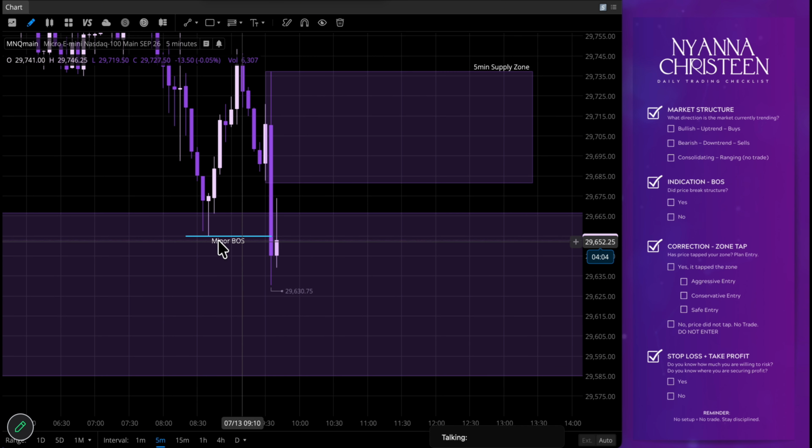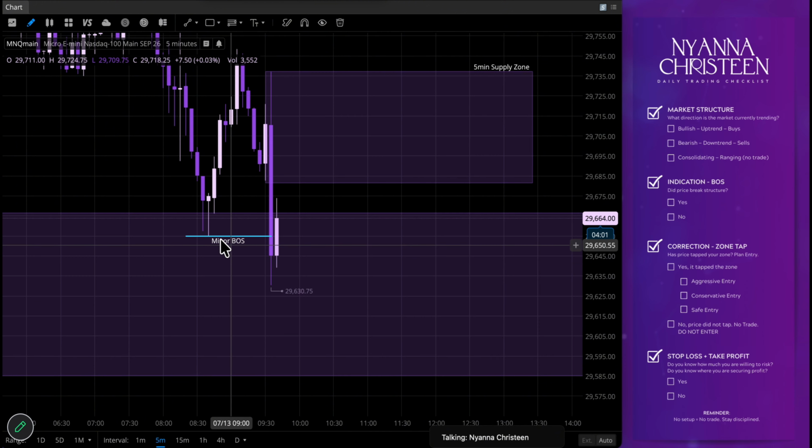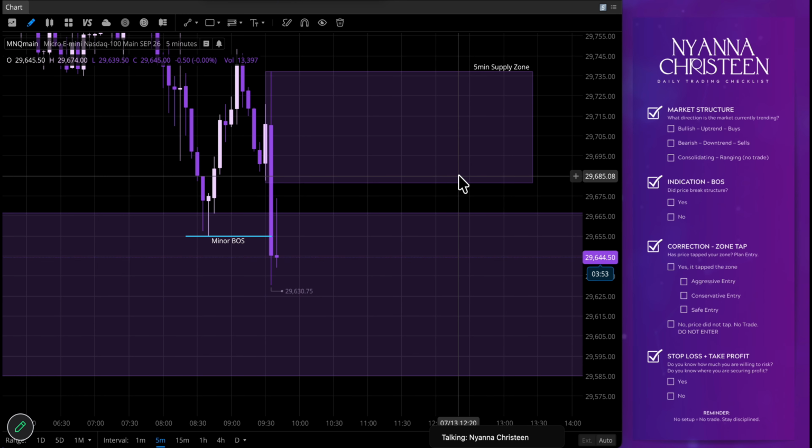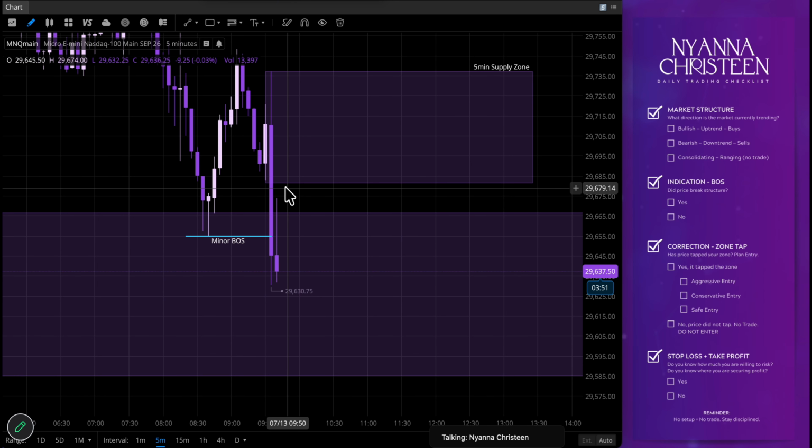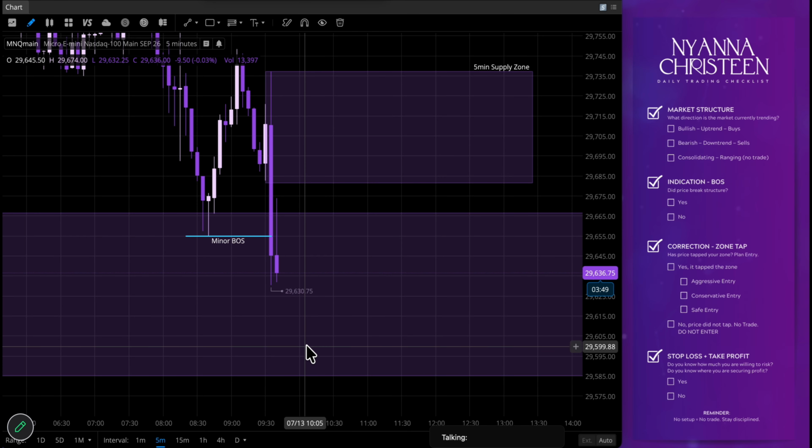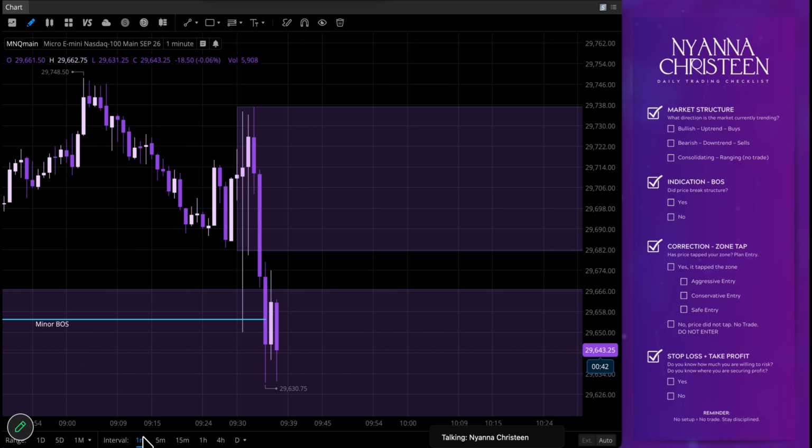So yeah, this was a minor breaker structure. This candle pushed past the zone. It pushed past this low and created this 5-minute zone. It didn't tap though. So there's no entry for that, unless it's on the 1 minute. There is not.